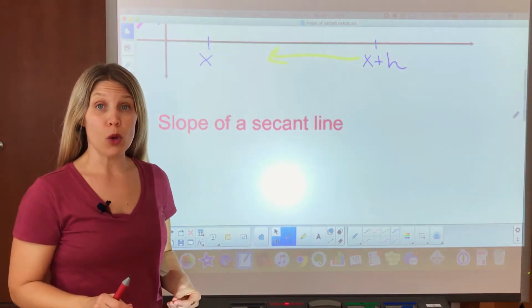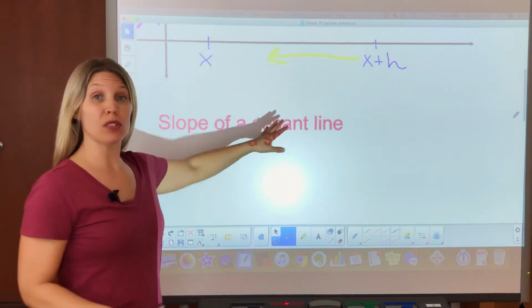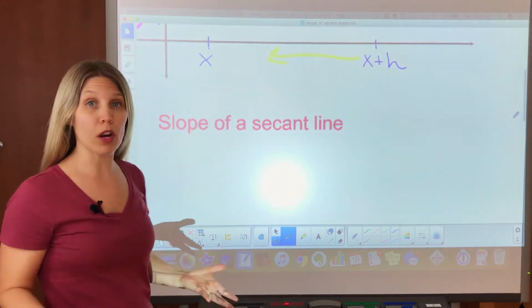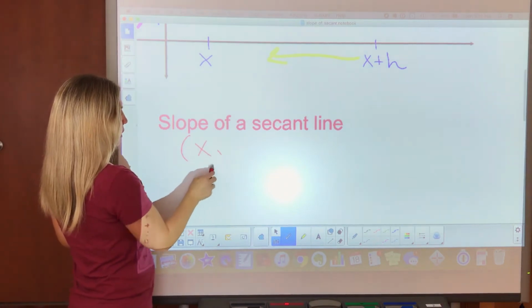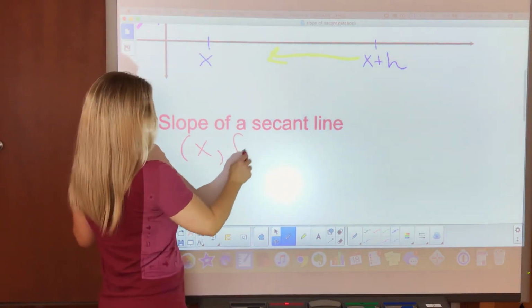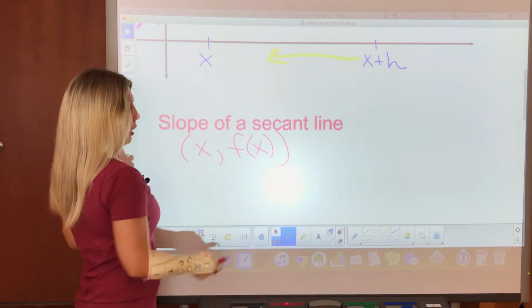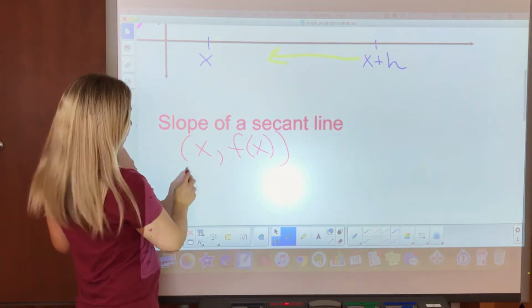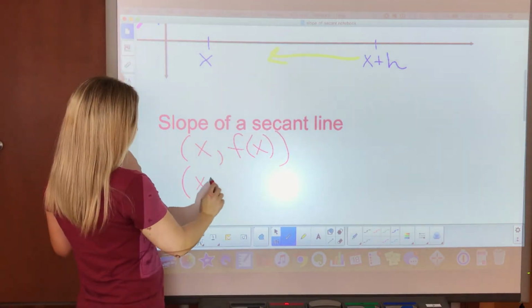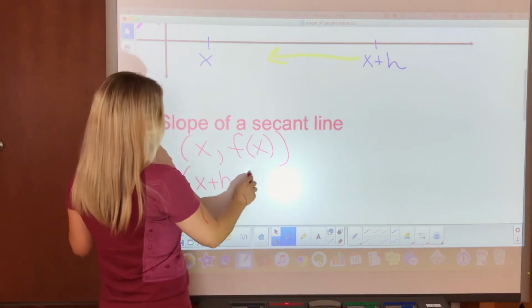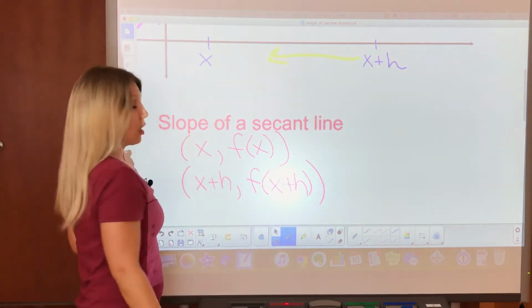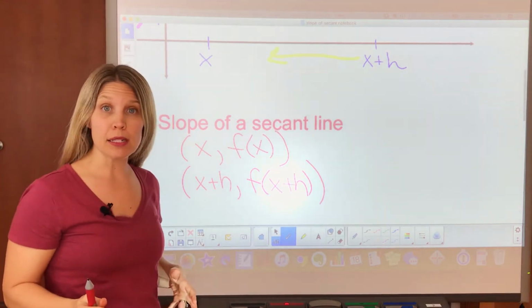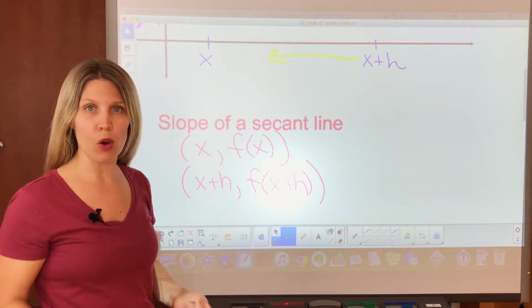First, we're going to find the slope of the secant. And to do that, we're going to use these x values up here. Now, we don't know what our function is. So that means if this is our x value, then our f of x is our y value. Then at the second point, we have x plus h. And then that y value is f of x plus h. So now we have 2 points, and all we need to do is find the slope.